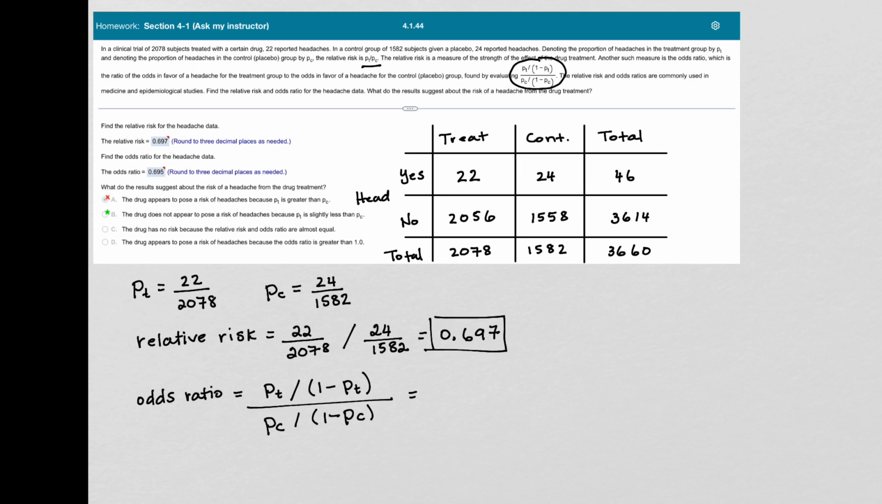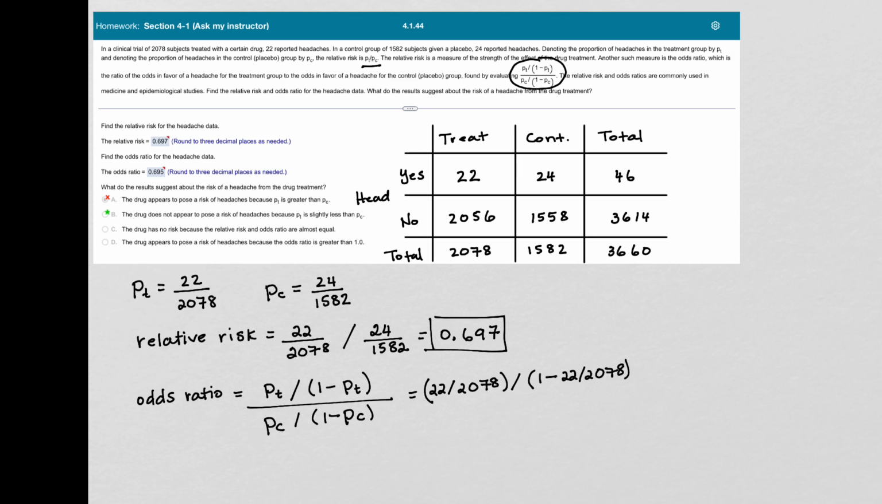So this is going to be 22 over, I'm going to write this the way I would put this into the calculator, actually. So this is going to be all one big long thing. So we have 22 divided by 2,078. And then we divide that by 1 minus 22 divided by 2,078.